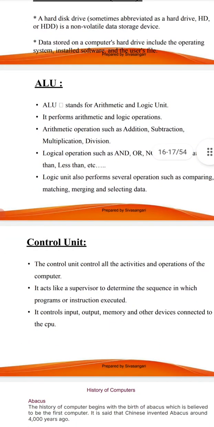Control unit. The control unit controls all the activities and the operation of the computer. It acts like a manager or a supervisor to determine the sequence in which the program or instruction is executed. The control unit controls all other devices such as input, output, memory and other devices connected to the CPU.